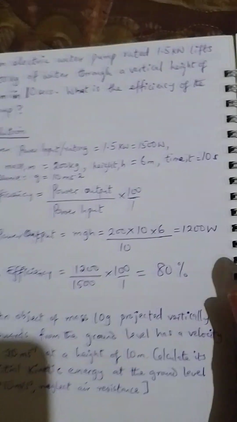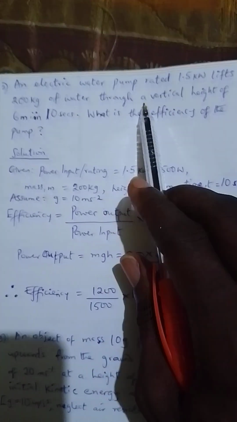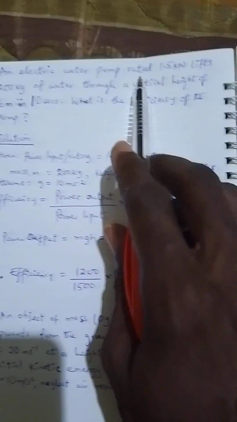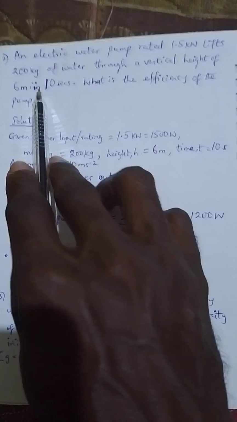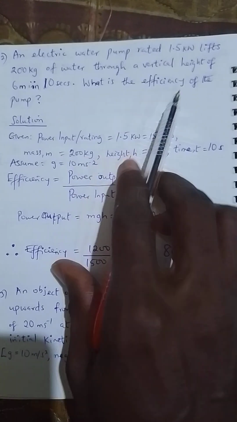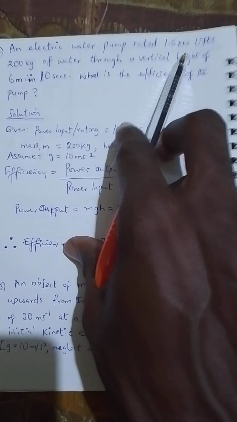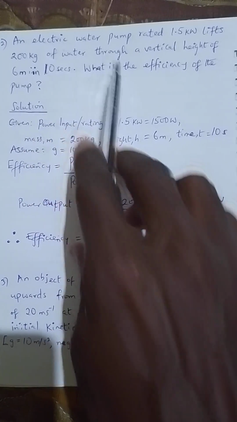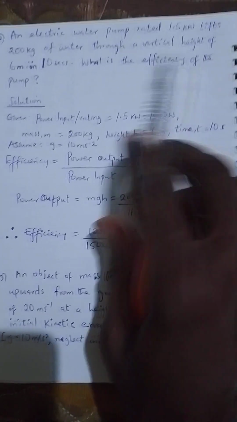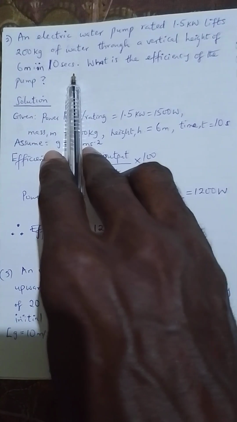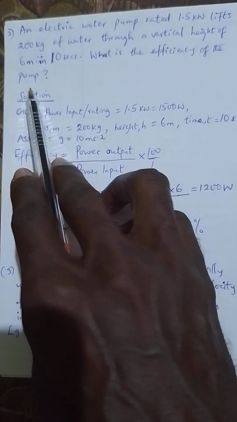Okay, we could continue. We could do another example, because it's always good to have as many examples as possible. An electric water pump is rated 1.5 kilowatts. It lifts 200 kilograms of water through a vertical height of 6 meters in 10 seconds. What is the efficiency of the pump?